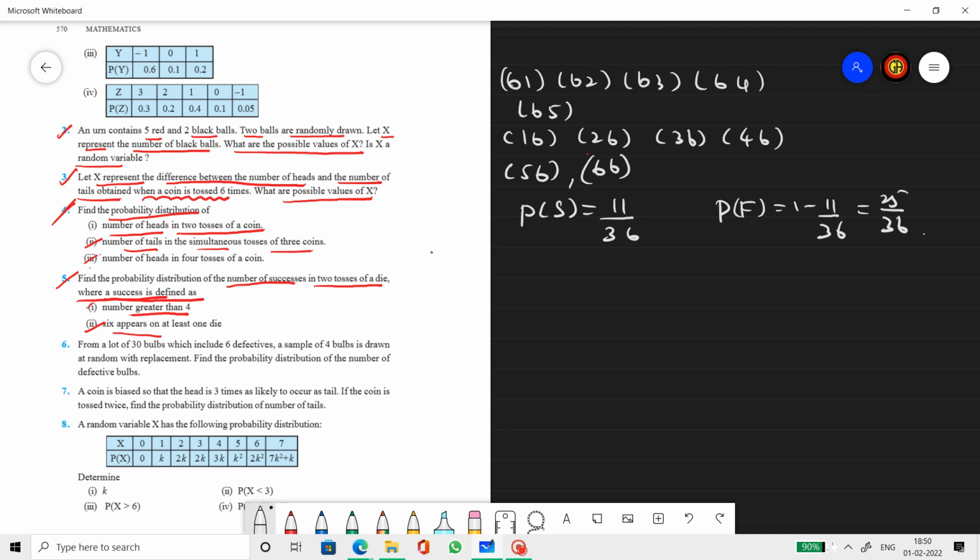Now, over here, X represents the number of successes. And I've already considered 2 tosses. So X is 0, 1. That's all. Success or no success. So P of X would be no success, 25 by 36. Success, 11 by 36. So this is when you take tosses together, when you write all the outcomes.